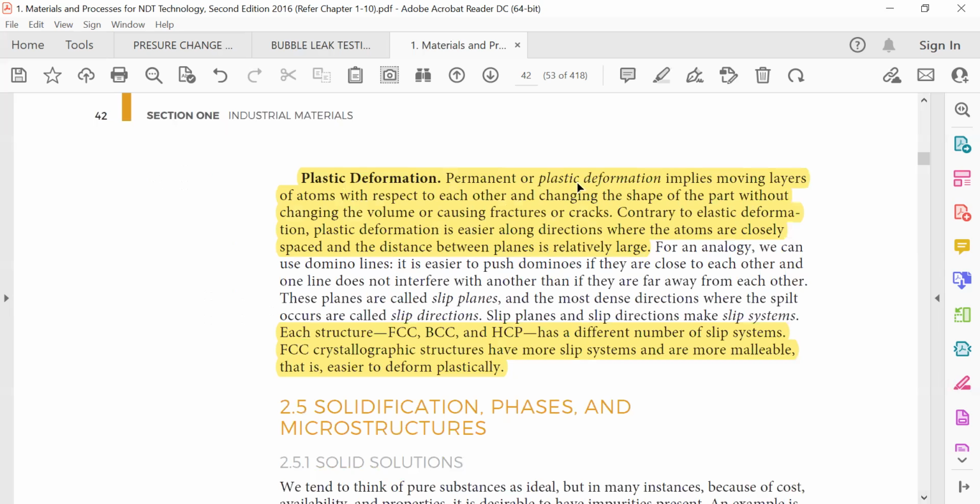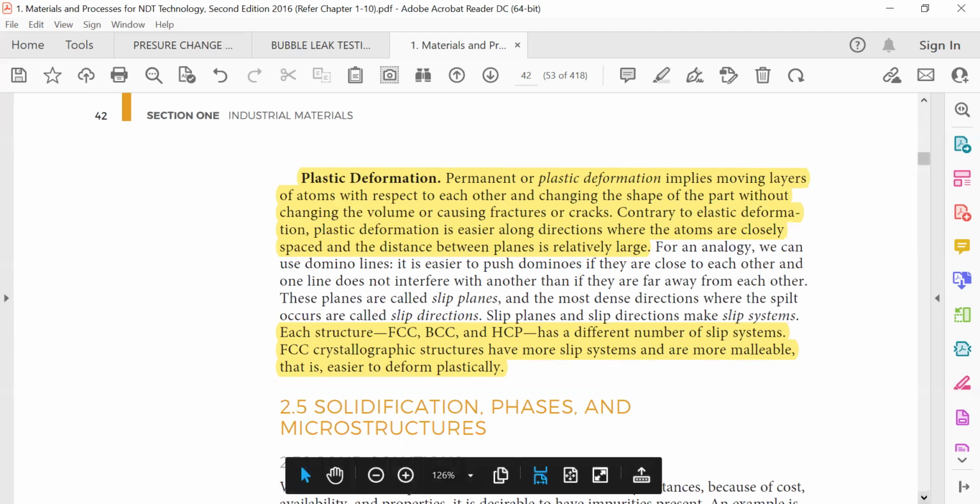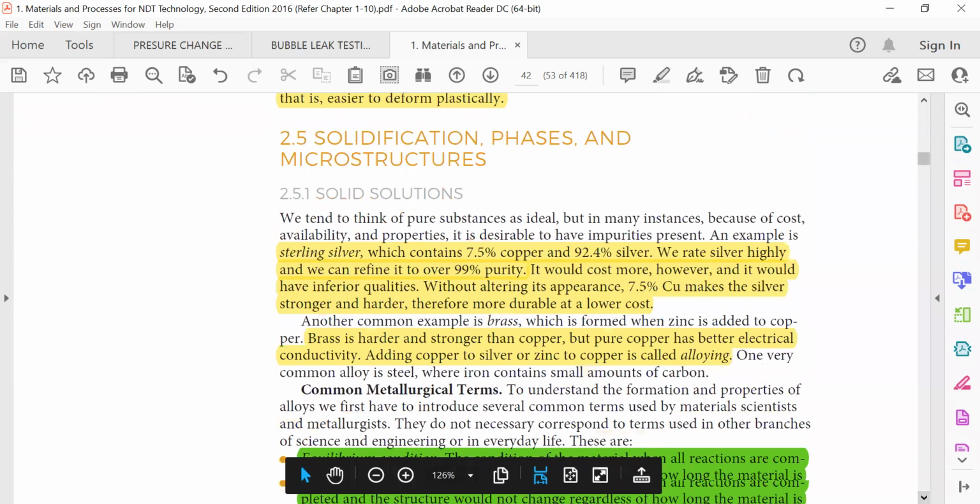Plastic deformation, permanent deformation. You cannot change it. You cannot return it. That's it.